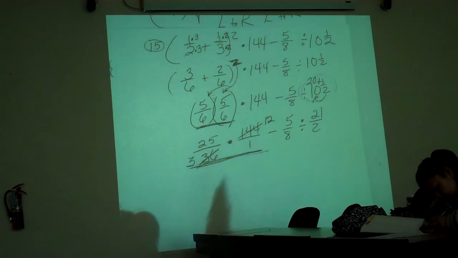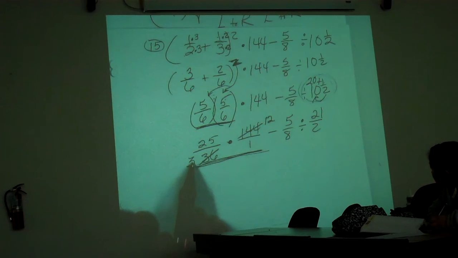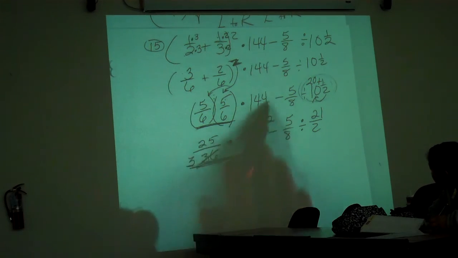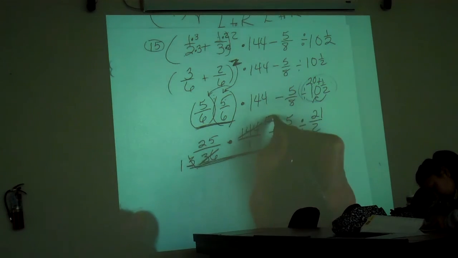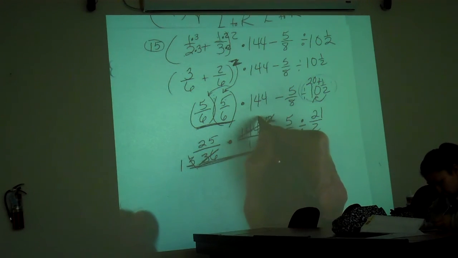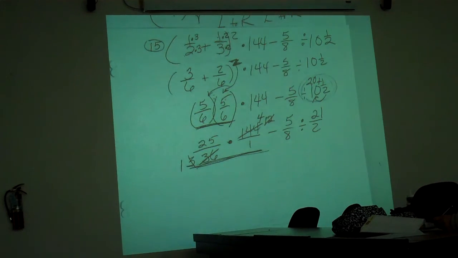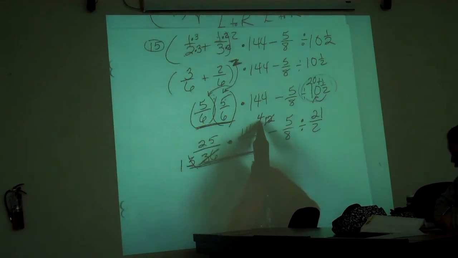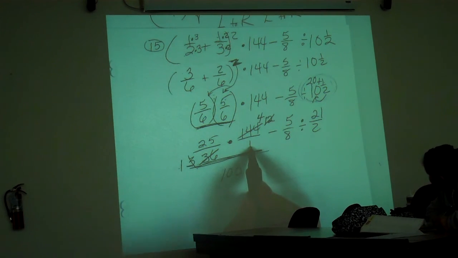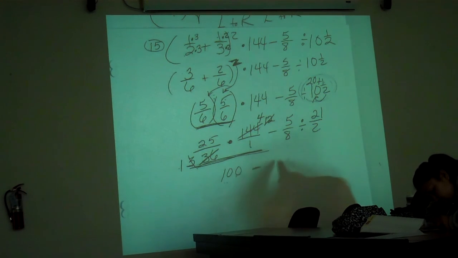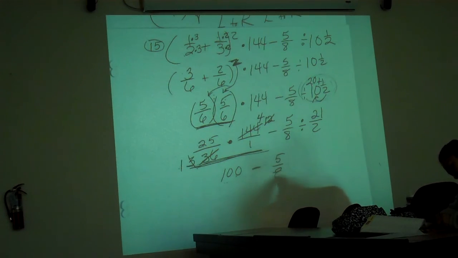That actually would have divided by 36 because you can still make this into 1. You can divide by 3. Divide by 3 is 1. Divide by 3 is 4. 12 divided by 3 is 4. Okay, so now we have 25 times 4 is 100 over 1. 100 over 1, we could leave it, right? Leave it as 100. Minus 5/8.